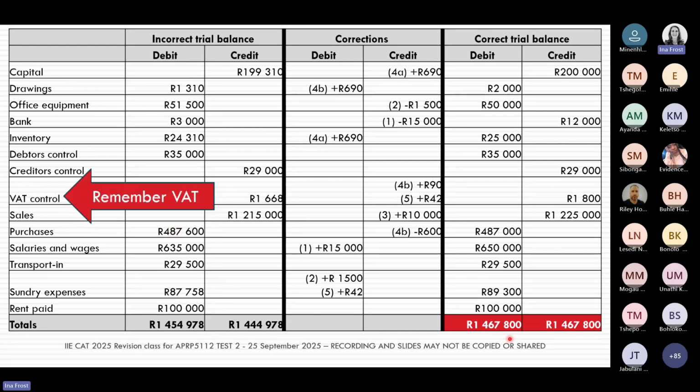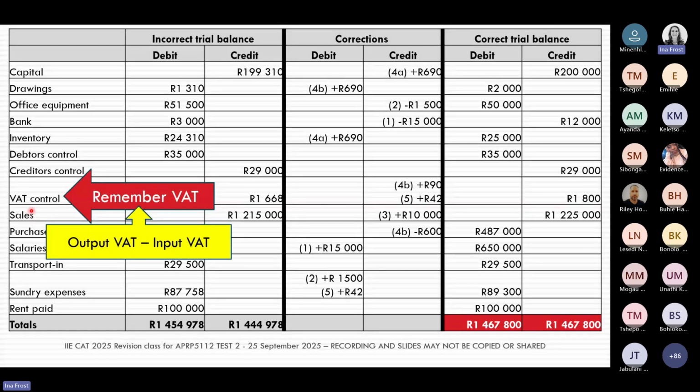Again, for these questions, you have to remember they can have VAT implications. In these types of questions, you'll see we often use something called the VAT control account. The VAT control account is just a combination of both your output and input VAT. So instead of having an output VAT account and an input VAT account on the trial balance, we just combine them together into the VAT control account.